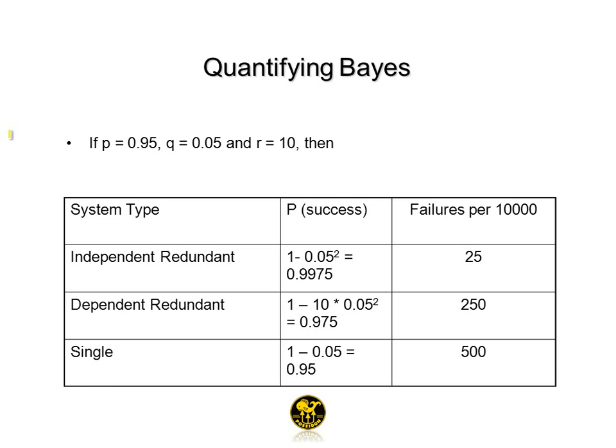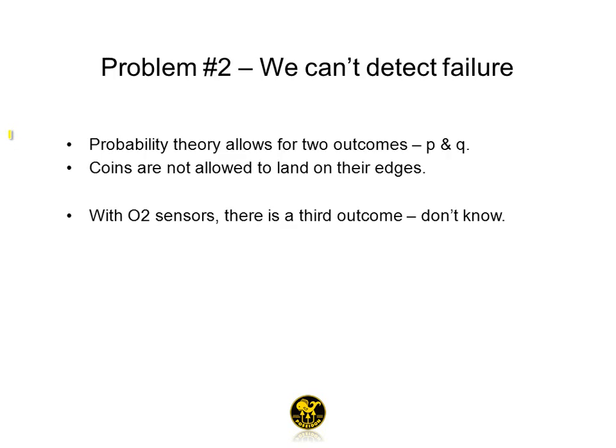And incidentally, as you change P and Q, the actual ratios and things change. And I'm not trying to suggest that oxygen sensors have a 5% failure rate, okay? But I'm just using this to illustrate the impact on what people think is happening.